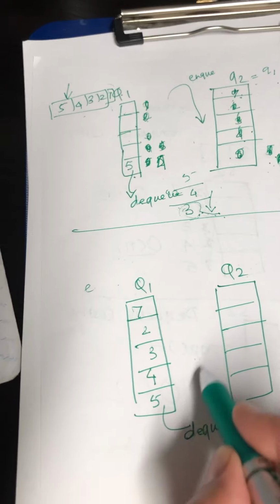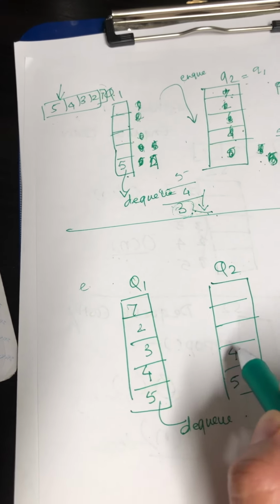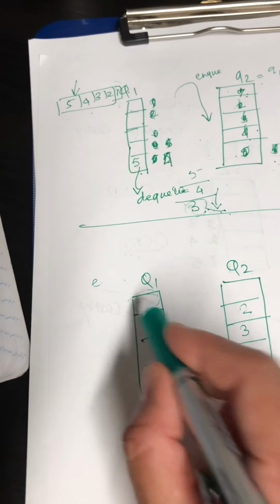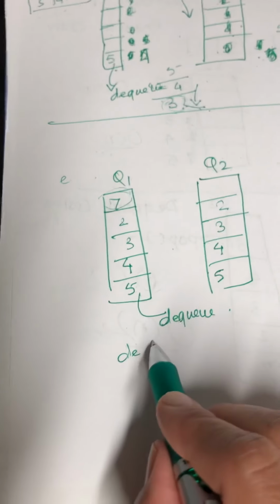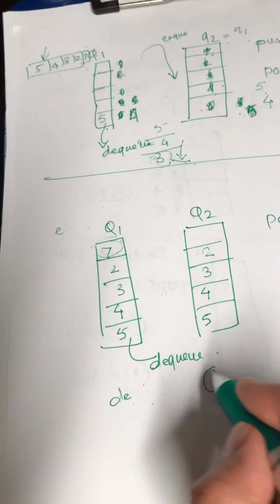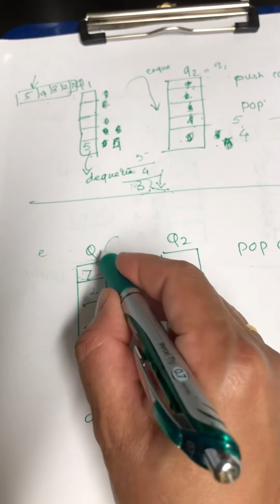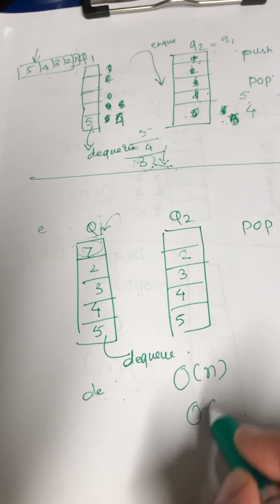So we will dequeue these elements and enqueue them in this one. The elements will be stored as 5, 4, 3, 2, and the last element we will dequeue, and that will be the pop operation of the stack. For this we need time complexity of order n, and for push we are just adding the elements on top of the queue, or enqueuing the elements, so it is only an order 1 operation.